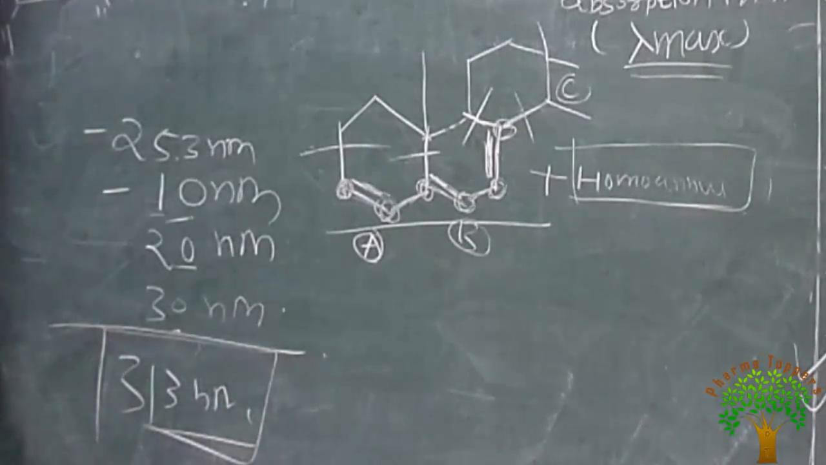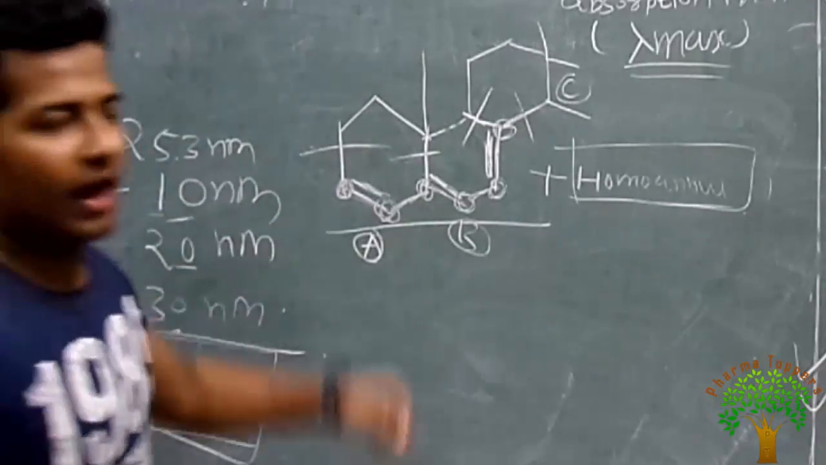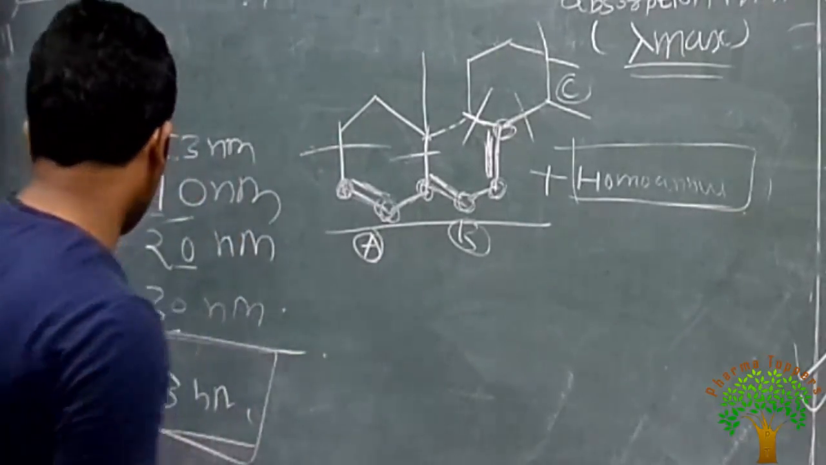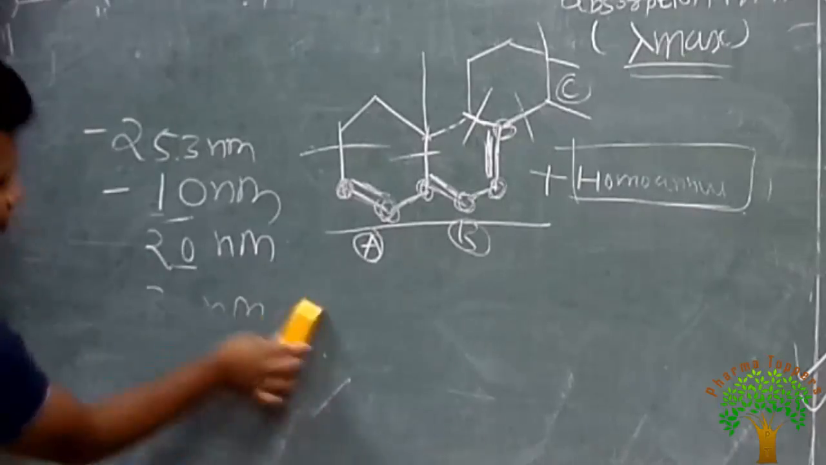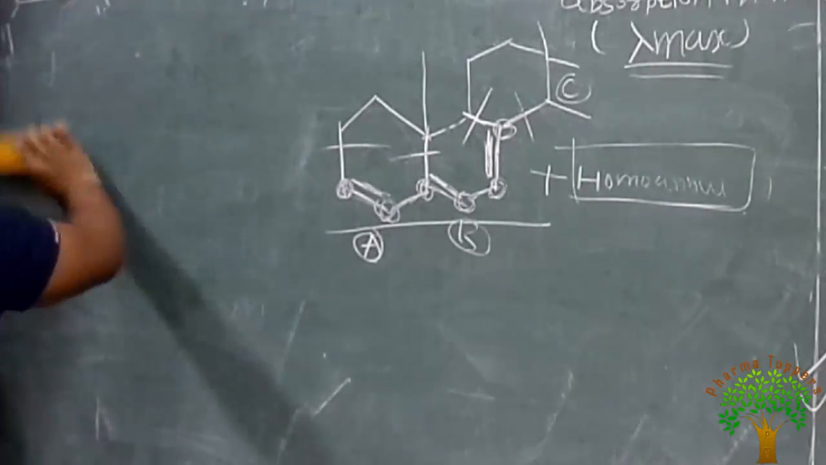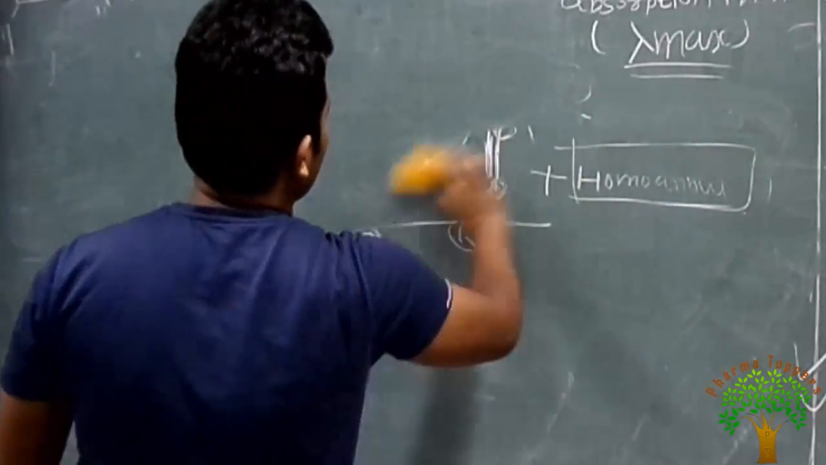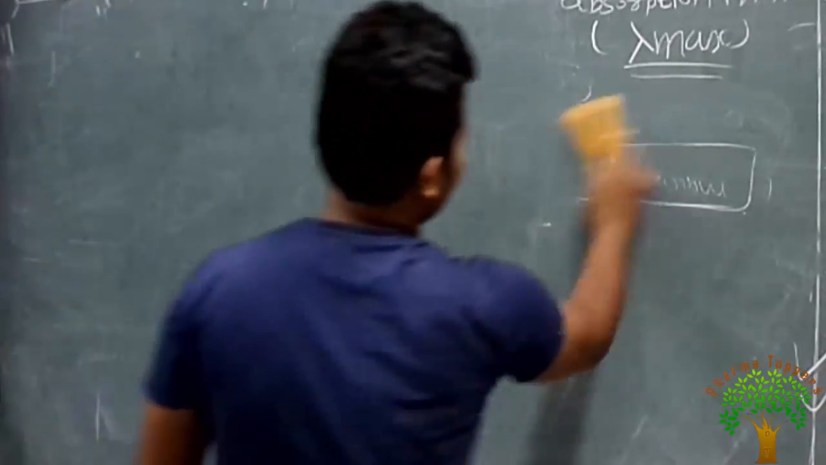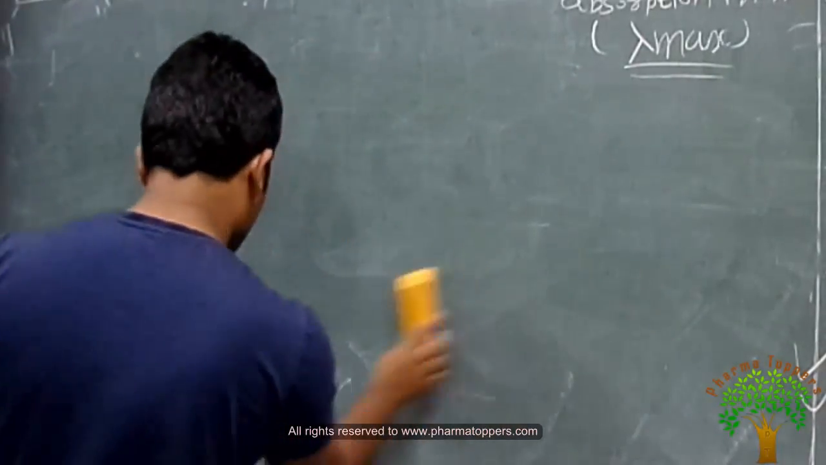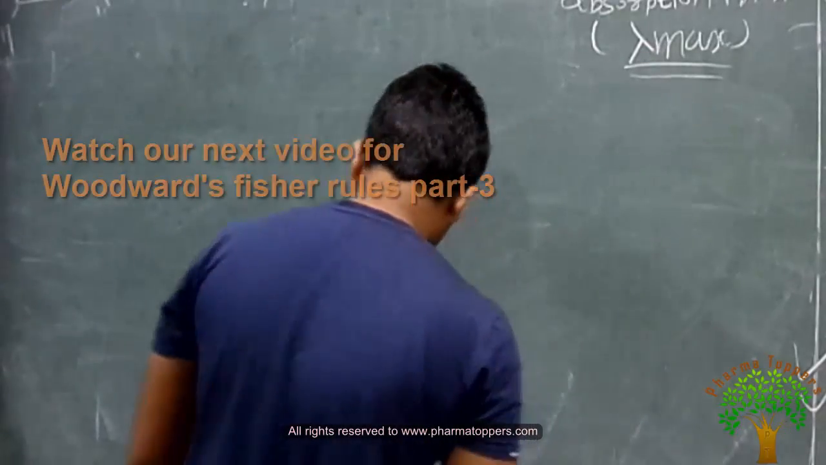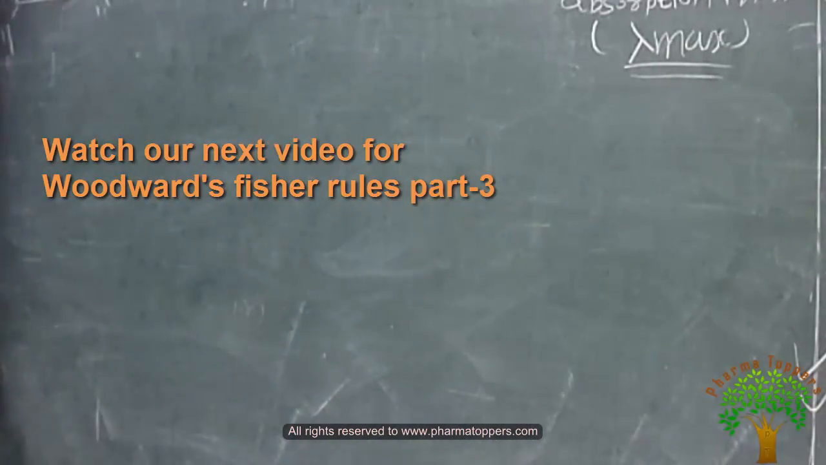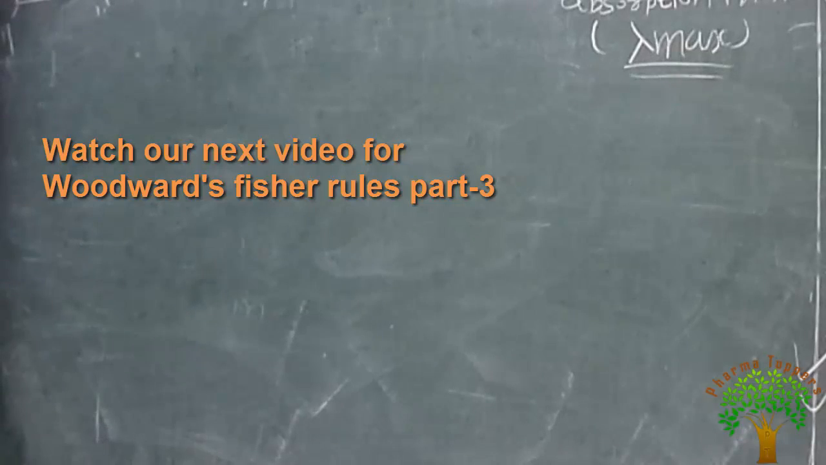Okay, this is all about diene. I think it is clear now how to calculate diene. Most of the time, dienes are asked in the exam, but we are also going to see how to calculate λmax for alpha beta unsaturated ring systems.